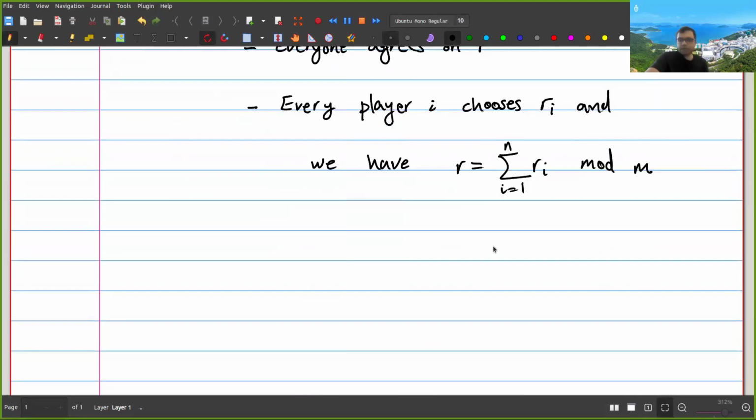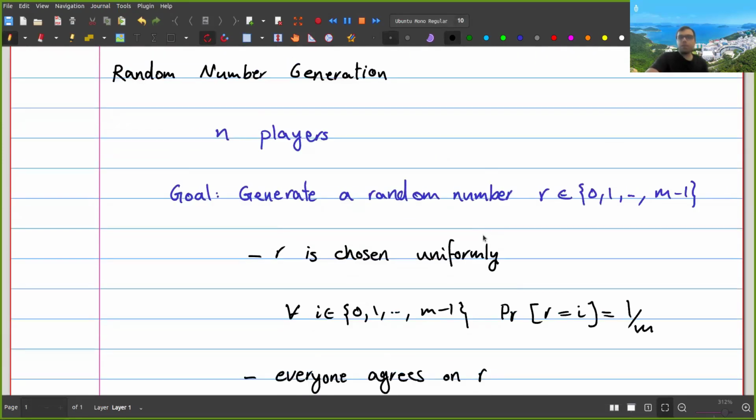So random numbers can have many other use cases as well. This is a more general problem than just lottery. And actually, we will see a simpler solution for lottery later on. We're just focusing on solving the problem of generating random numbers right now.